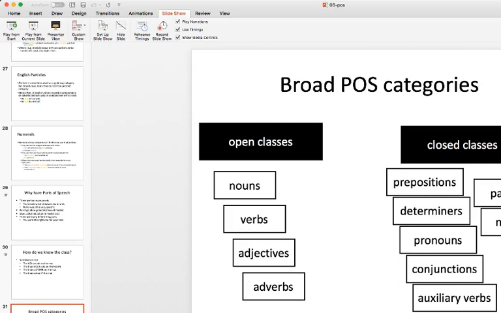So here's just a summary. We have open classes and closed classes. Open classes are nouns, verbs, adjectives, and adverbs. Closed classes are prepositions, determiners, pronouns, conjunctions, auxiliary verbs, particles, and numerals.